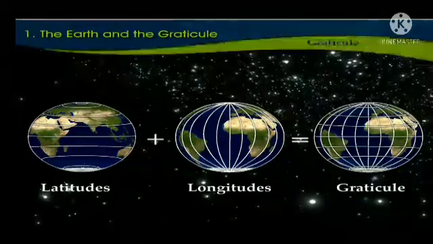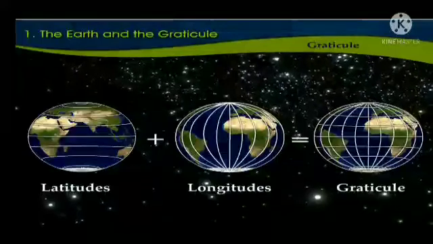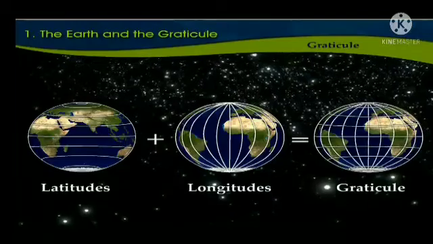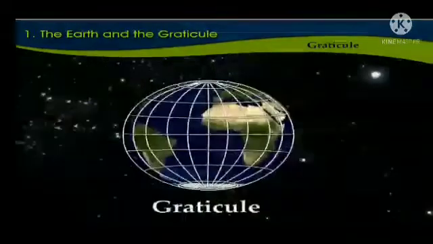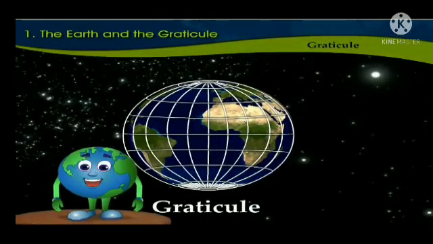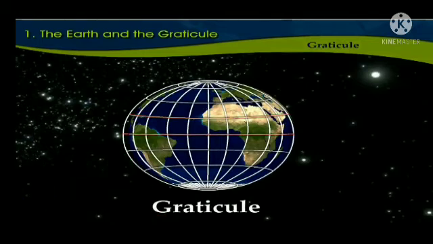Graticule. The net formed by the parallels and the meridians on the globe is called a graticule. It is used to determine the location of a place on the Earth's surface. Always remember, the distance between any two consecutive parallels on the surface of the Earth is 111 km. Similarly, the distance between any two consecutive meridians on the equator is 111 km.